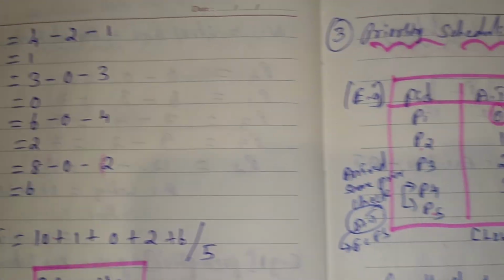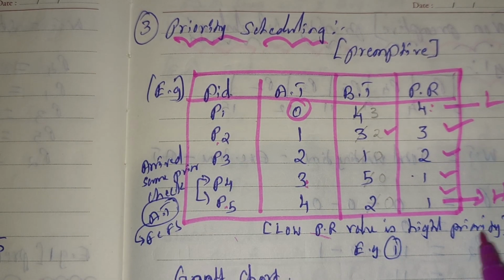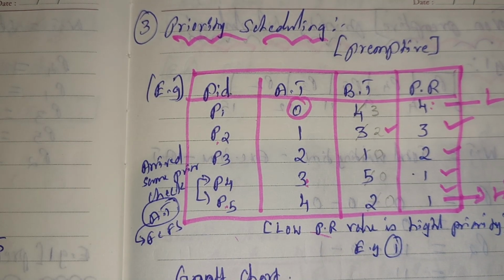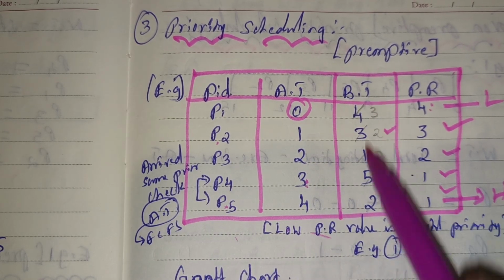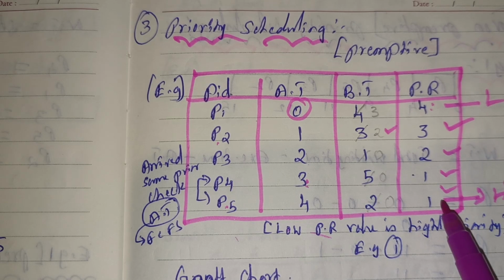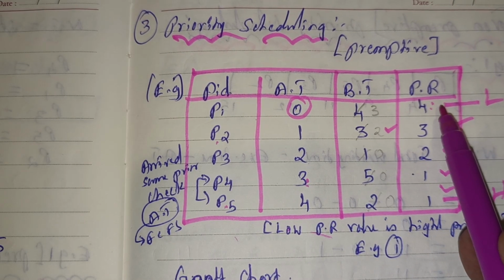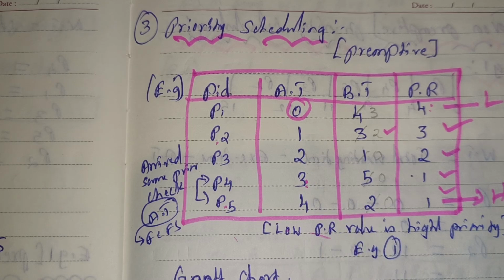Let me show you. This is the solution to be found for the question that has been given. Process ID is there, 5 processes, arrival time, burst time, and priorities are there. Here the highest priority is 1, the lowest priority is 4. Sorry, these are all the burst time, and these are all the arrival time.